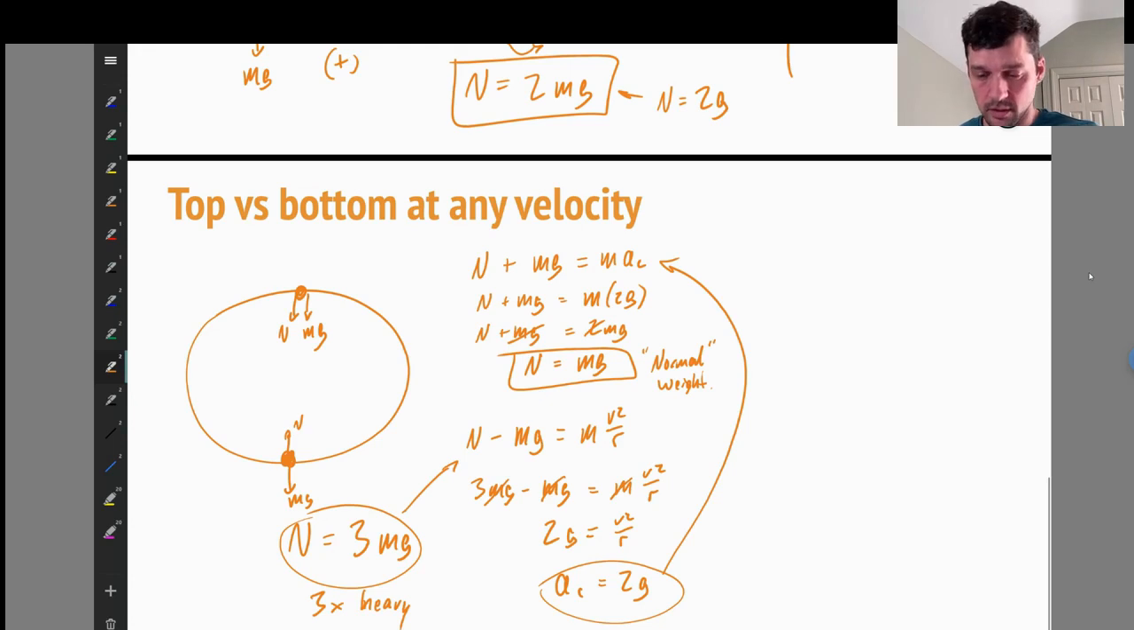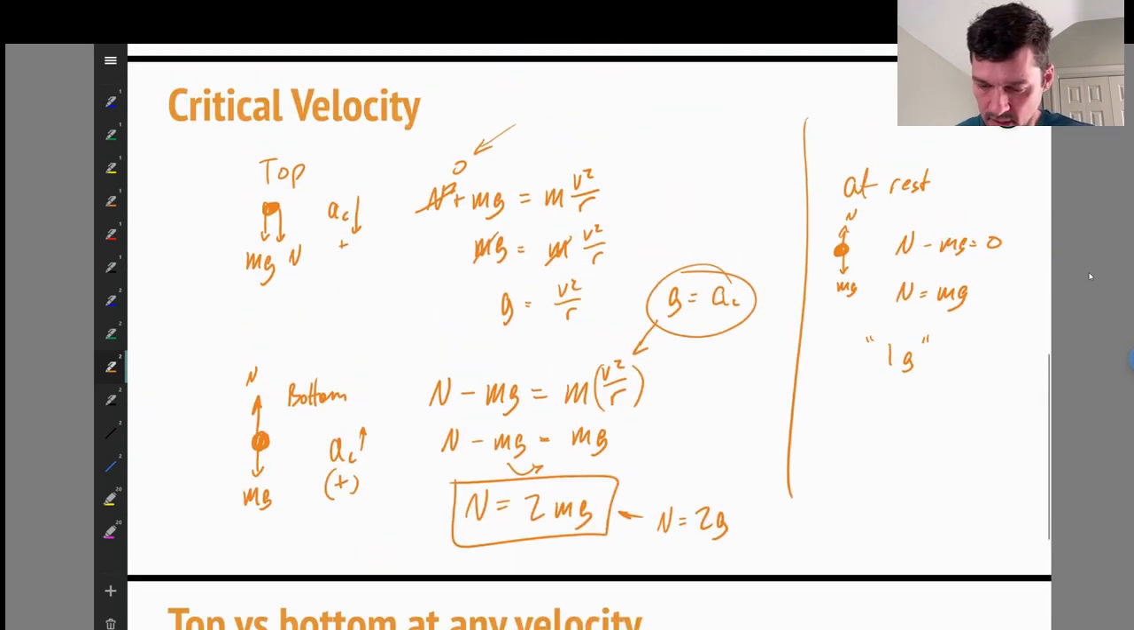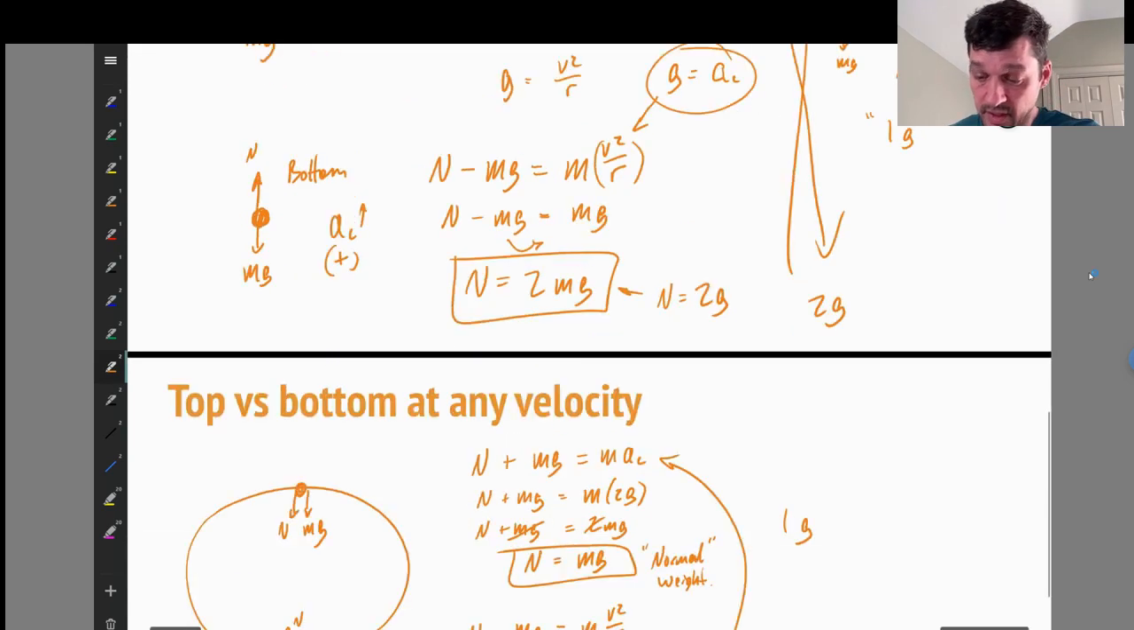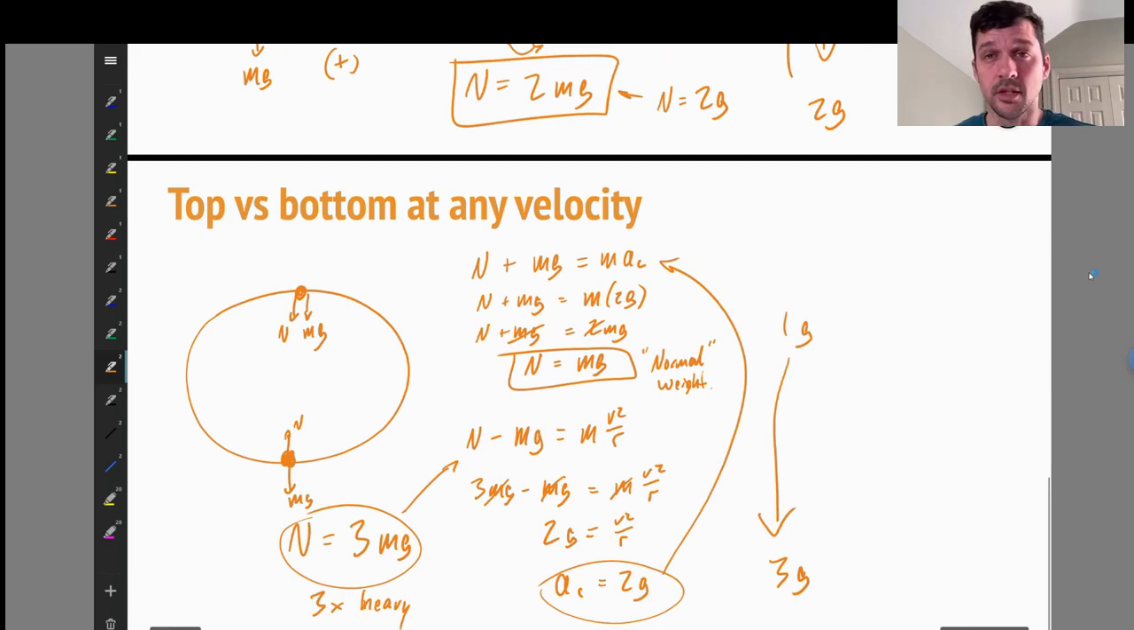And something you might notice: 3 G's at the bottom, 1 G at the top. On the critical velocity example, we had 2 G's at the bottom, 0 G's at the top. Anything you notice? If not, I'll tell you. 0 to 2 is a difference of 2 G's. 1 to 3 is a difference of 2 G's. So on any circle where you're traveling at a constant velocity everywhere in the circle, you're going to feel a 2G difference between the top and the bottom. It's just an interesting little side note.